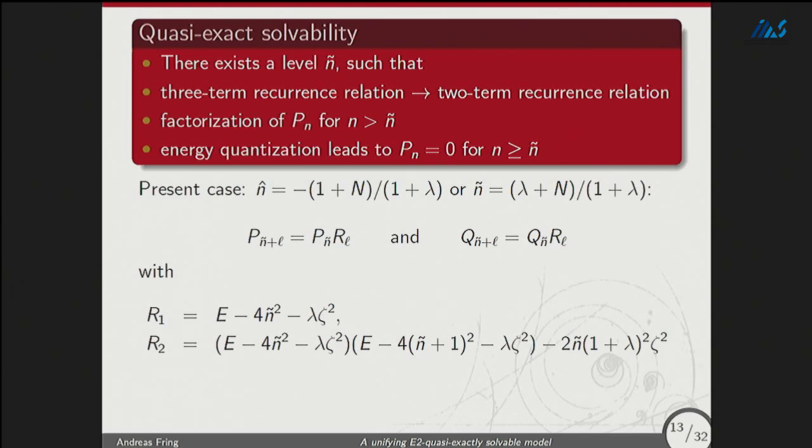So for the moment, we have a solution. We have our ansatz, and we have a solution for our coefficient functions.